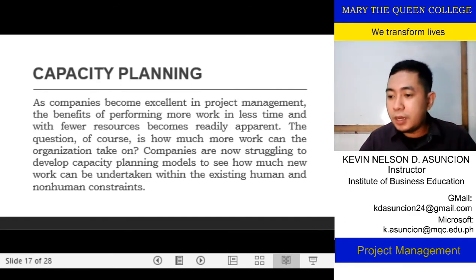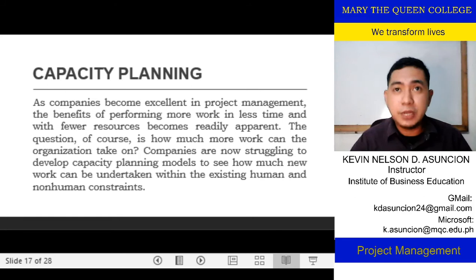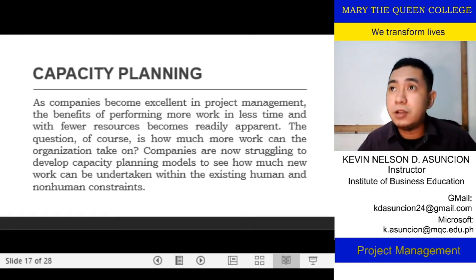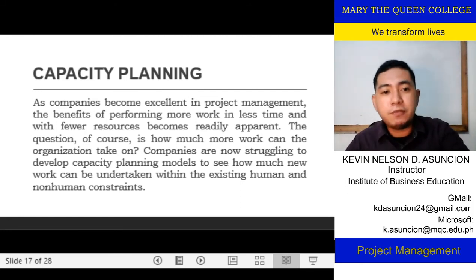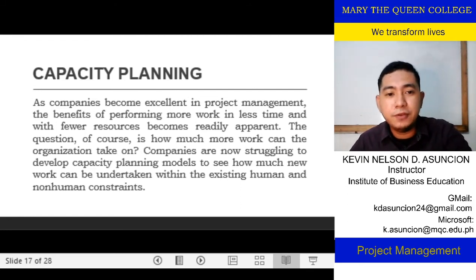Now, part of that area of interest in project management is capacity planning. In the past, we talked about cost estimates and pricing, the performance evaluation review technique, and learning curves. That is talking about the ability of a person to learn and to expedite their production. The classical approach of capacity planning deals with that idea. As a company becomes excellent in project management, the benefits of performing more work in less time and with fewer resources become readily apparent. It is studied, after all.